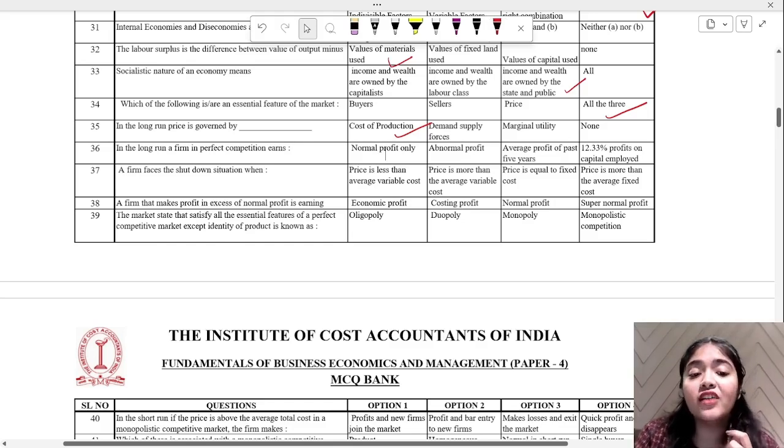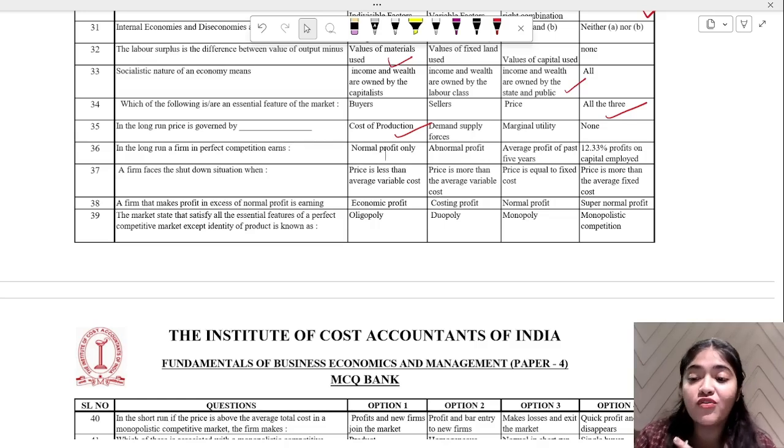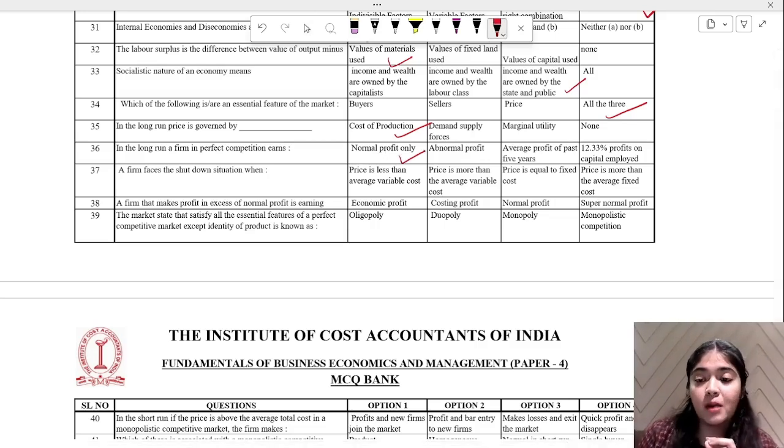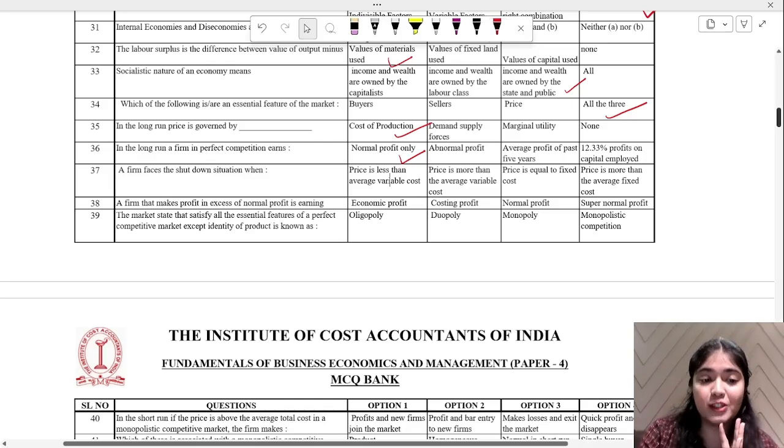In the long run, a firm in perfect competition earns what? Normal profit, abnormal profit, average profit of past 5 years, or 12.33% of the capital employed. Yes, it will only earn the normal profits. Okay, that's option number 1. I hope you are understanding, you're getting these things, you are able to recall and solve these MCQs.